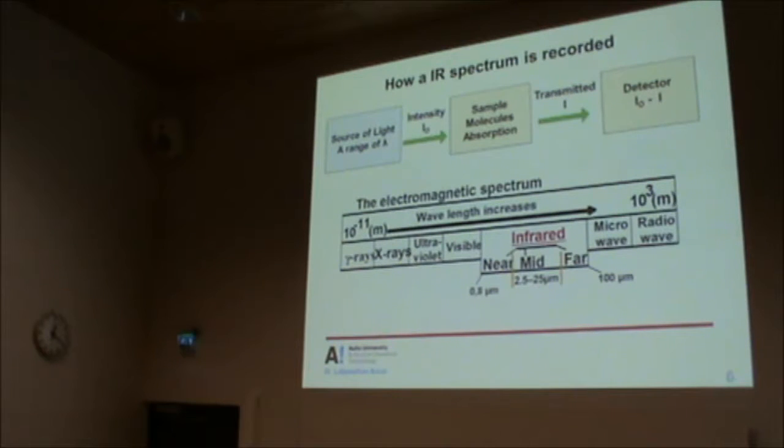Okay. Now, the infrared radiation has the following range. The wavelength is around 0.8 micrometer to 100 micrometer, but the useful range for infrared spectroscopy is the mid-infrared region, which goes from 2.5 to 25 micrometer.